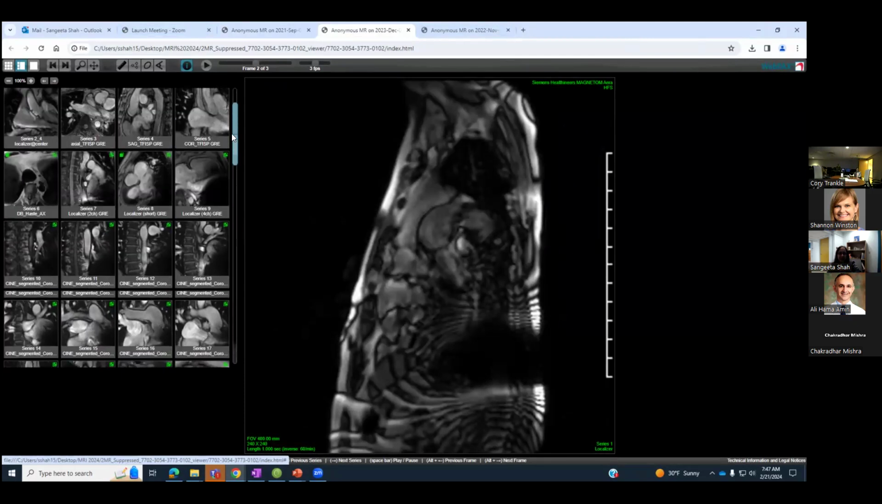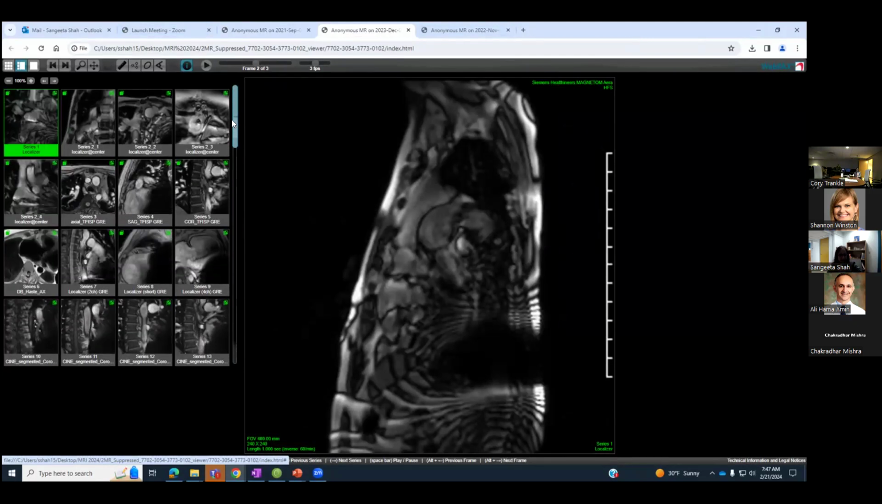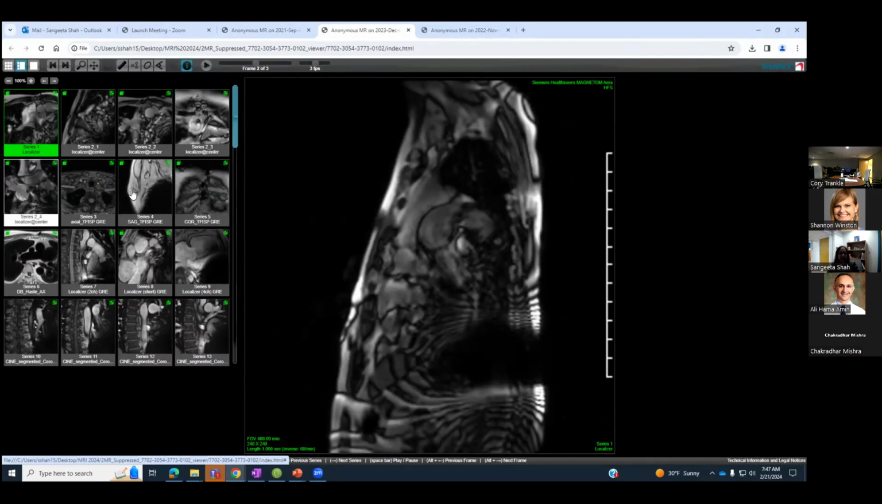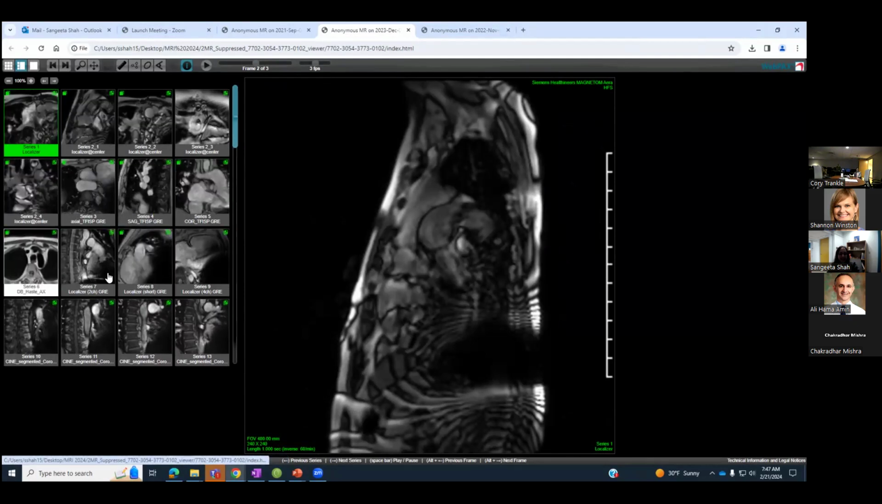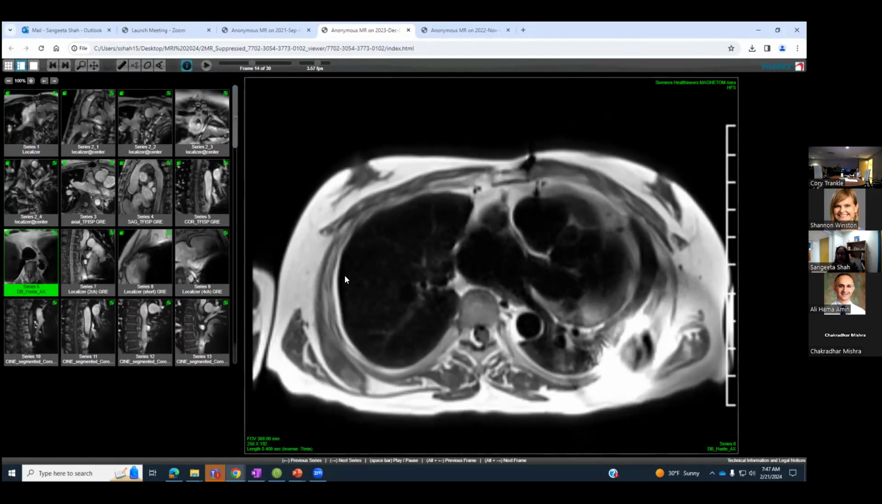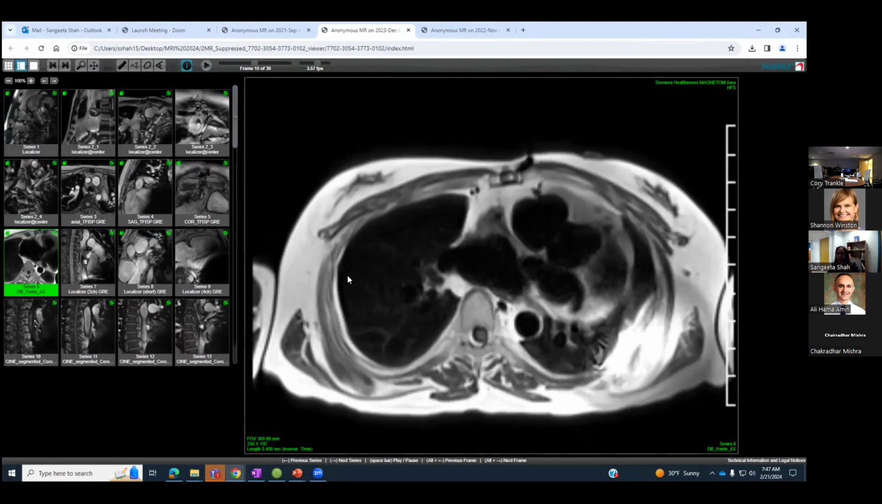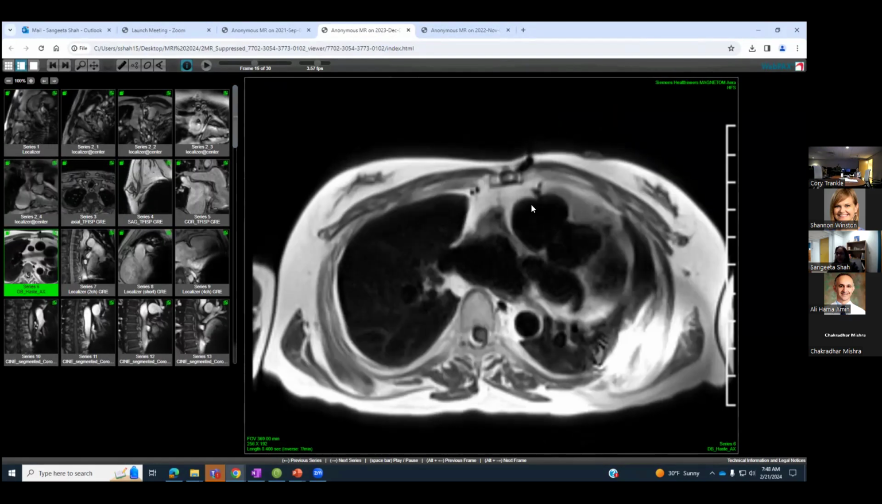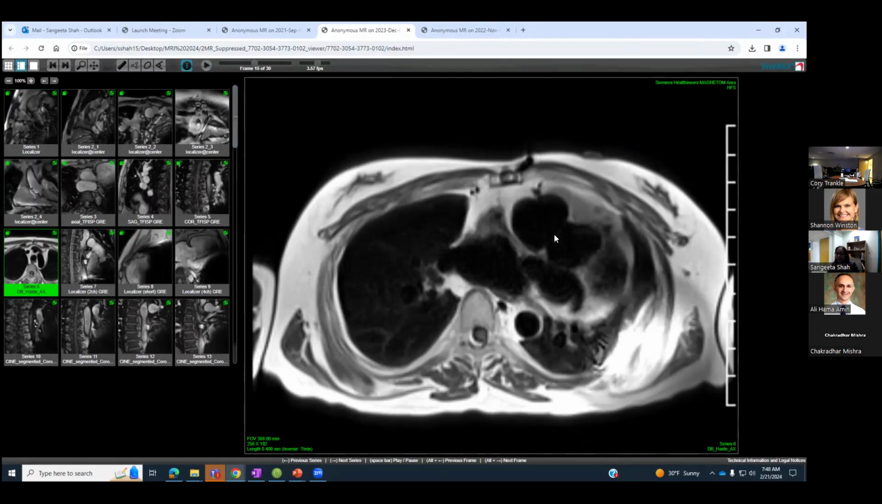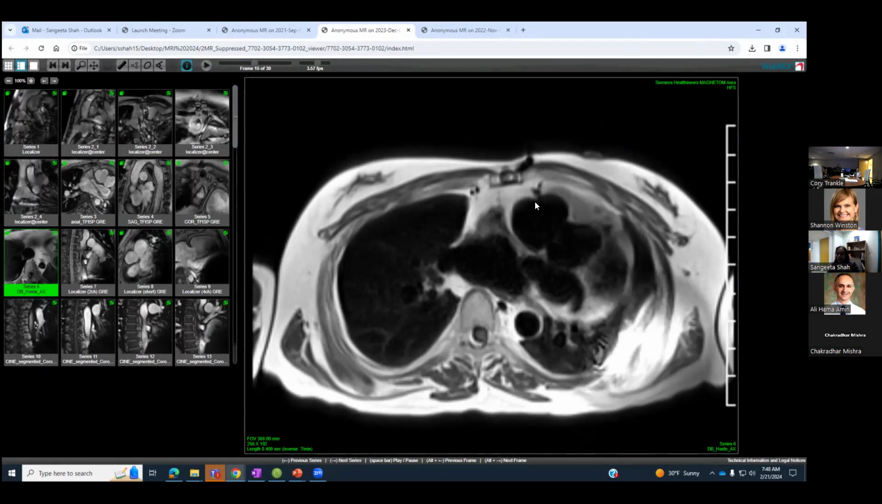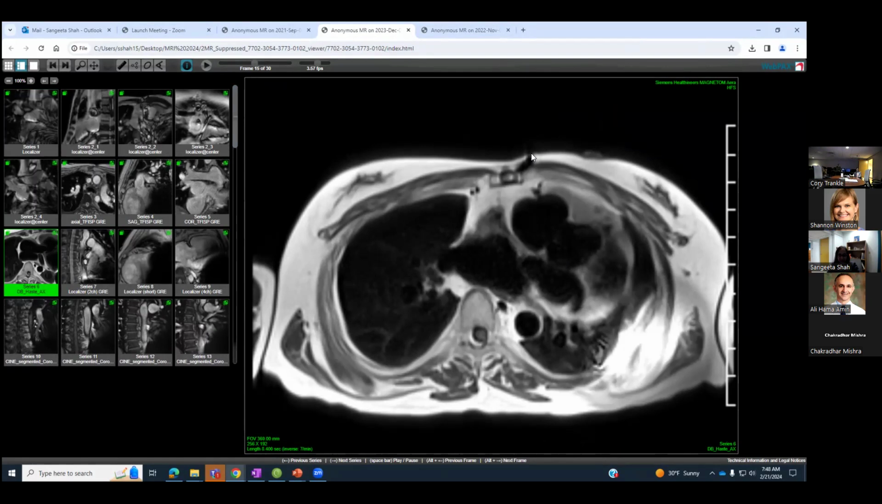And so he was done on the 1.5 magnet, and he quit early on, unfortunately. So we don't have GAD. So what information can we get? On the black bloods, I think this is very nice. Here you see the coronary, here's the aorta, here's the PA. Once again, the aorta is the most anterior structure.